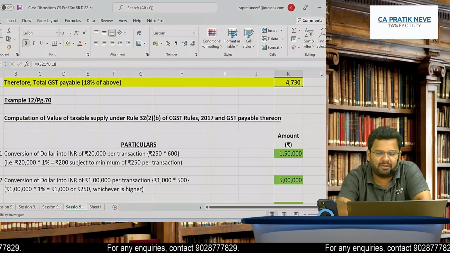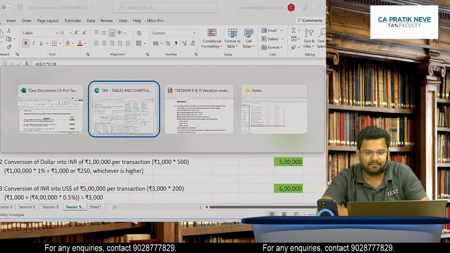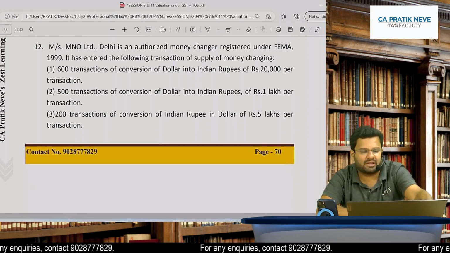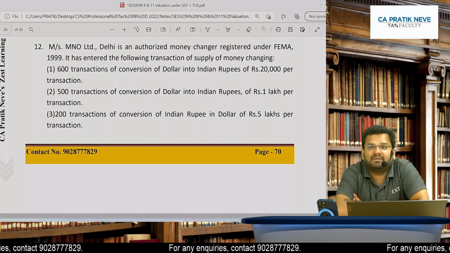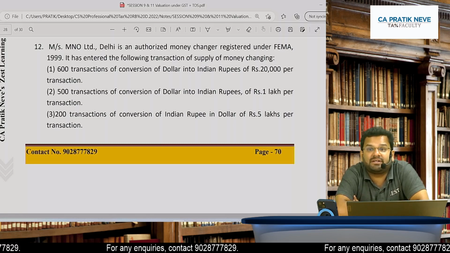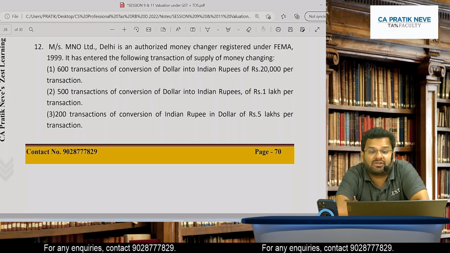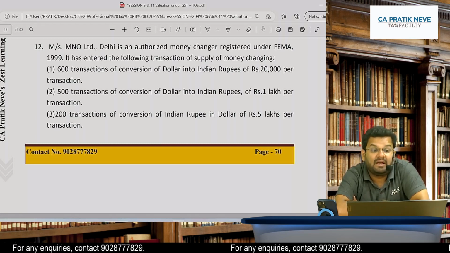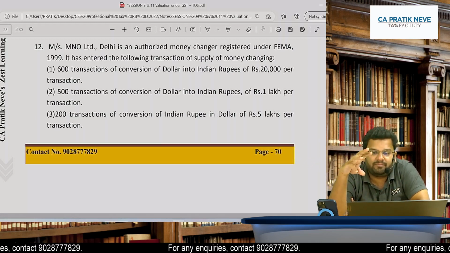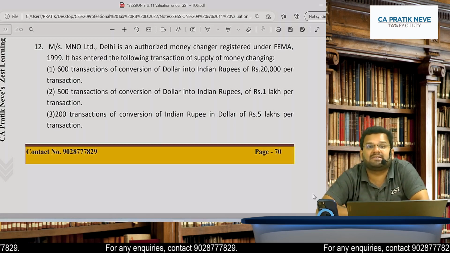See one question based on this. 12th question on page 70. Messrs. MNO Limited, Delhi is an authorized money changer registered under FEMA 1999. It has entered the following transactions of supply of money changing: 600 transactions of conversion of dollars into rupees. Amount involved is 20,000 per transaction.